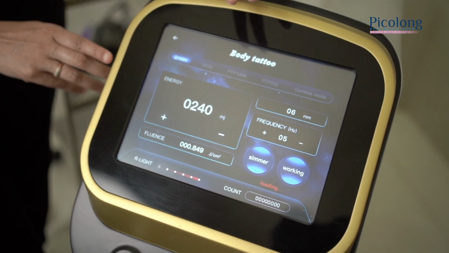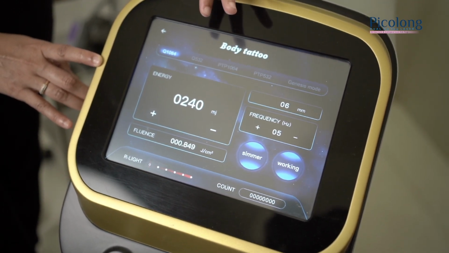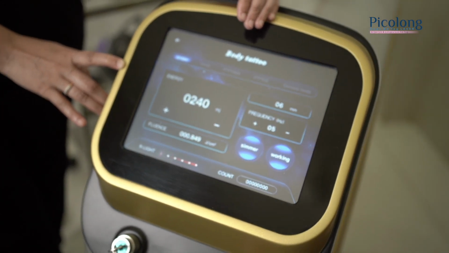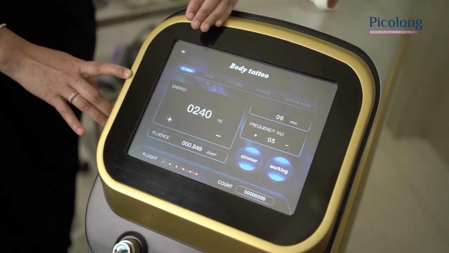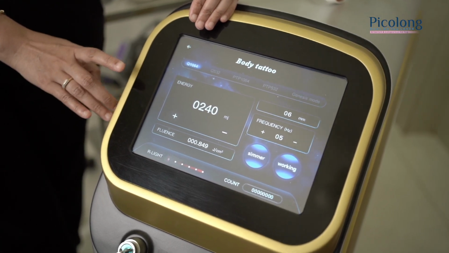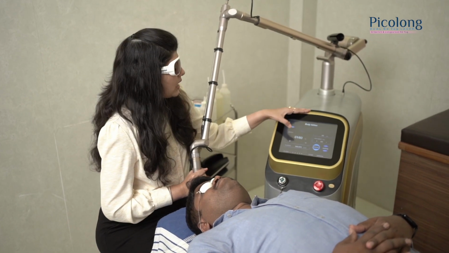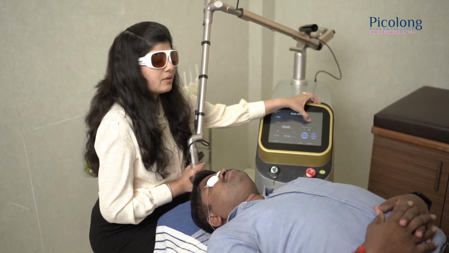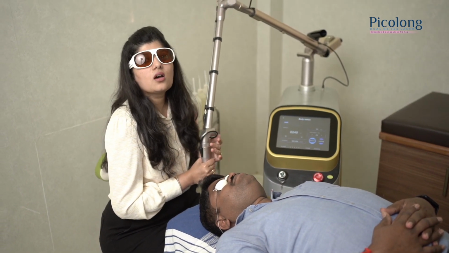So we have different wavelengths here, that is 1064 and 532, and we also have pulsed mode wherein we can use that for carbon peel and skin rejuvenation and other things, and also we have Genesis mode. So we will be using Q-switch 1064 wavelength for hyperpigmentation. The deeper the pigment, we have to keep a little higher energy. So here I'll be using 240 millijoules with a 5 mm spot size, and frequency I will keep around 2-3 depending upon comfort.